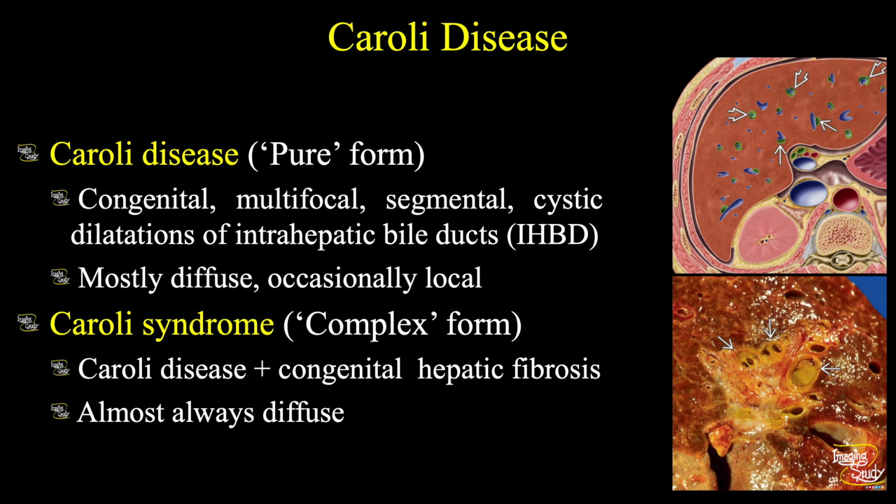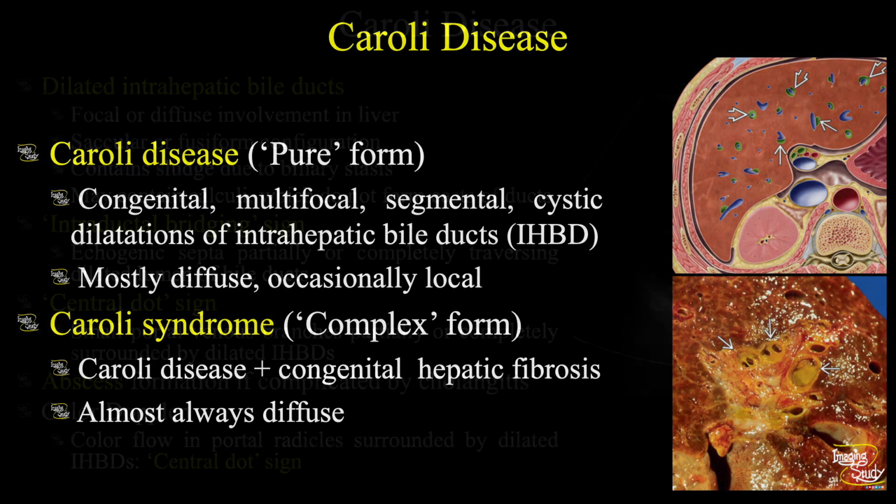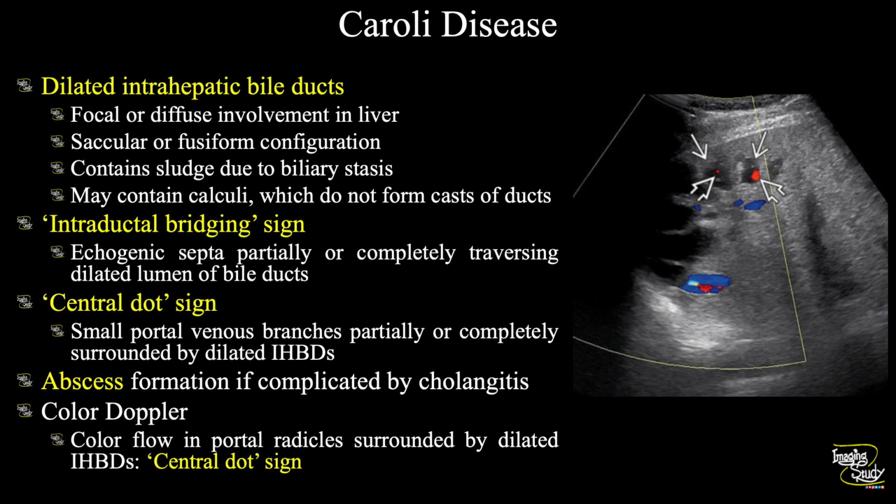These are usually diffuse in nature, but occasionally may be local. The Caroli syndrome is the complex form, which is a more common variant characterized by cystic dilatation of large intrahepatic ducts with hepatic fibrosis and portal hypertension. This is almost always diffuse in nature. So when you get Caroli disease with the feature of hepatic fibrosis or portal hypertension, then you may term it as a Caroli syndrome. Now what will you get on ultrasound?